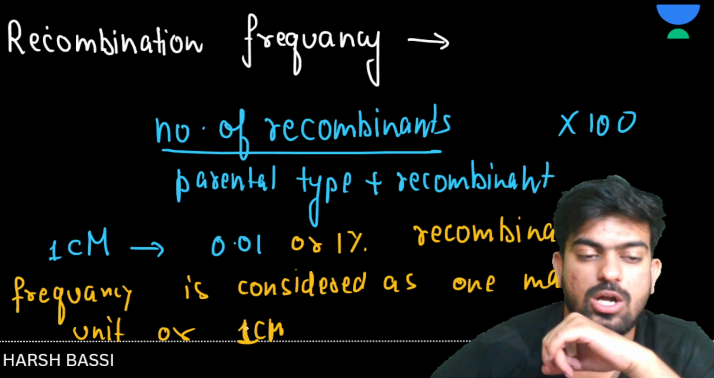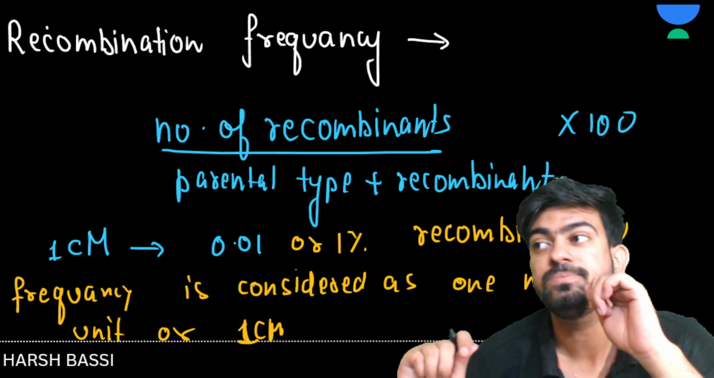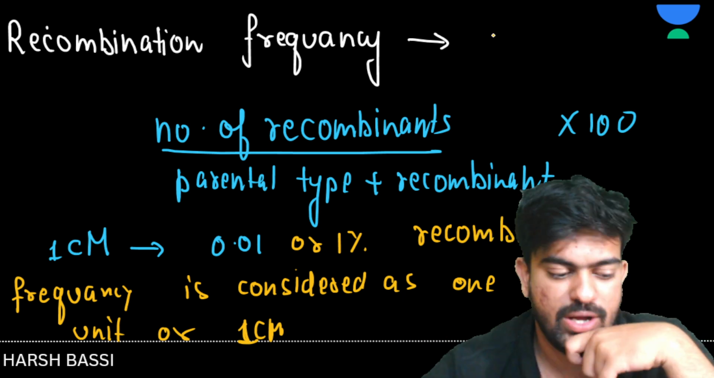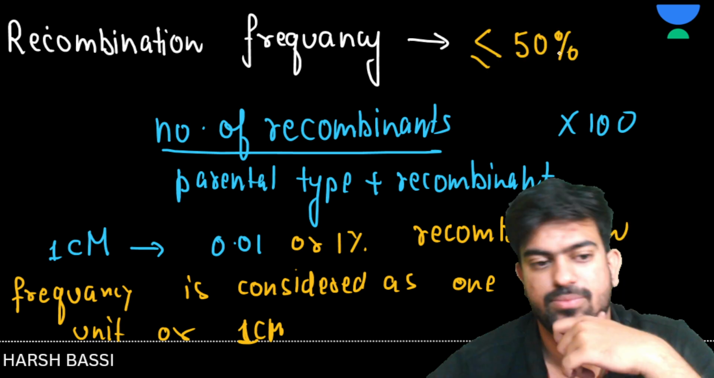Now, recombination frequency can be equal to 50 and less than 50. It can't be more than 50. So I should write here like this: it can't be more than 50%. Okay, great. Now let's get back to solving some questions.